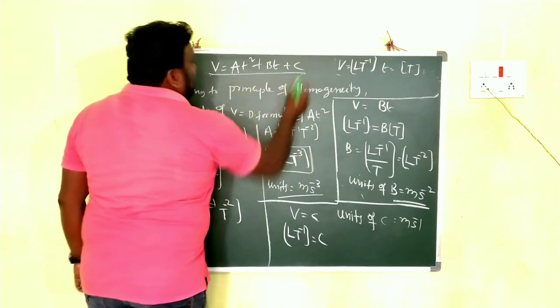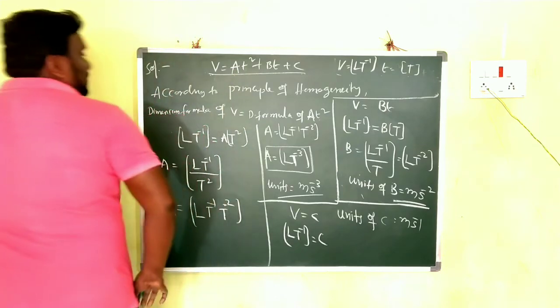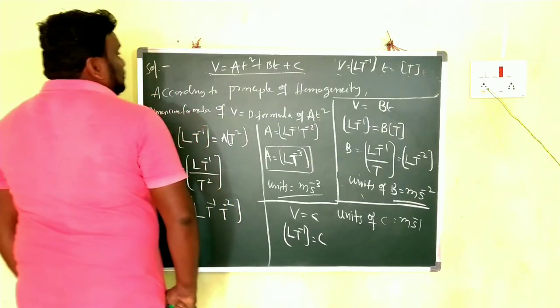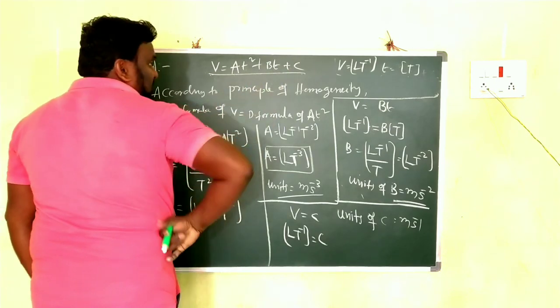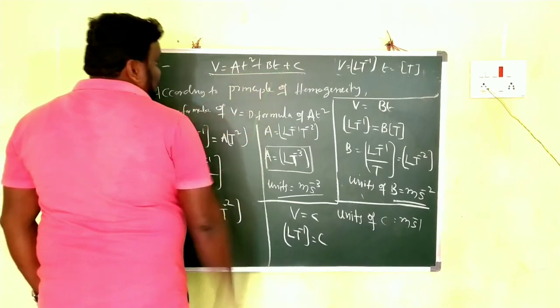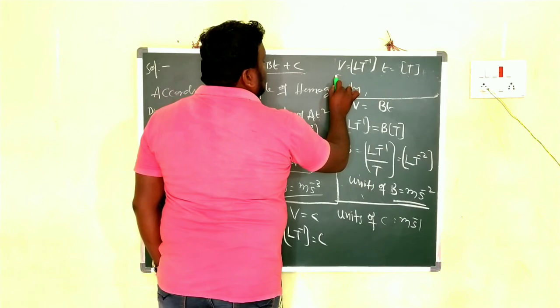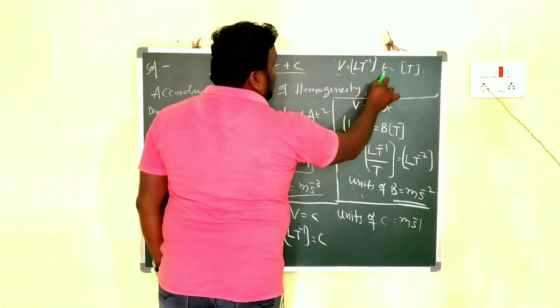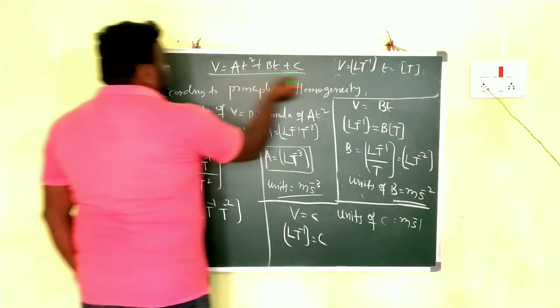Children, this is the given equation: V equals AT square plus BT plus C. By using that equation, we have to derive the dimension formula for A, B and C. It's very clear. It was given that V is the velocity and T is the time. Already we know the dimension formula of velocity V is LT inverse 1, and for time T we have capital T.